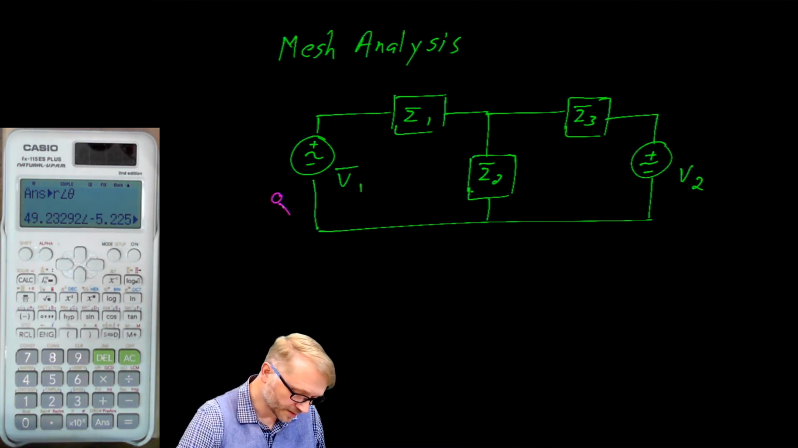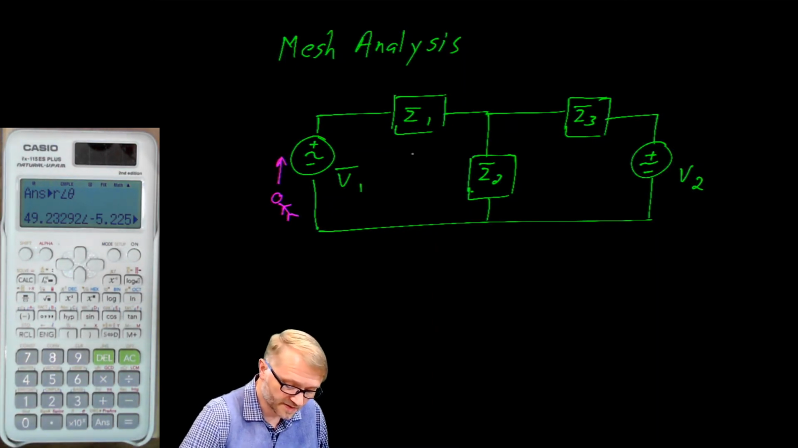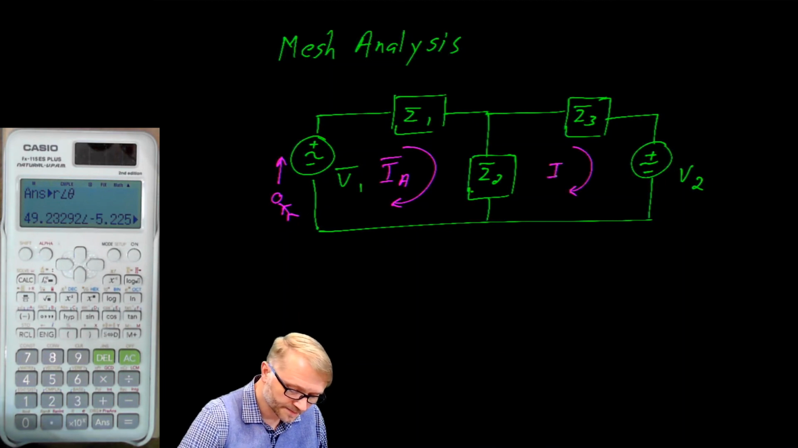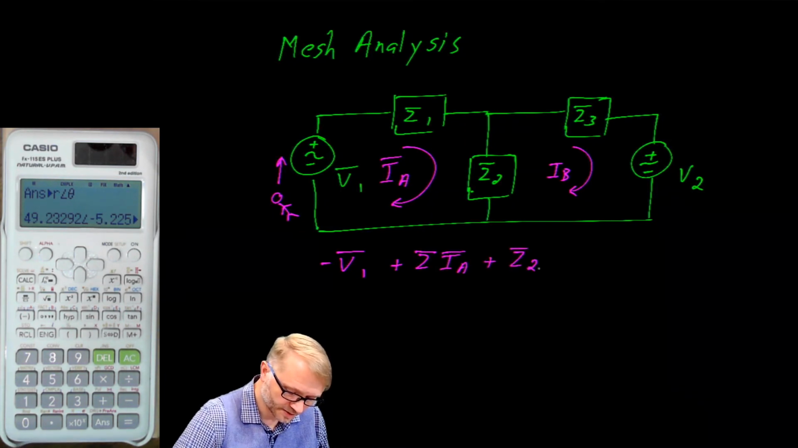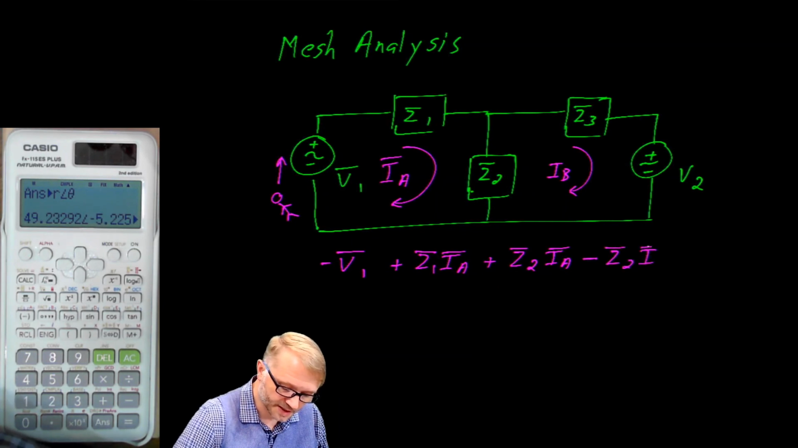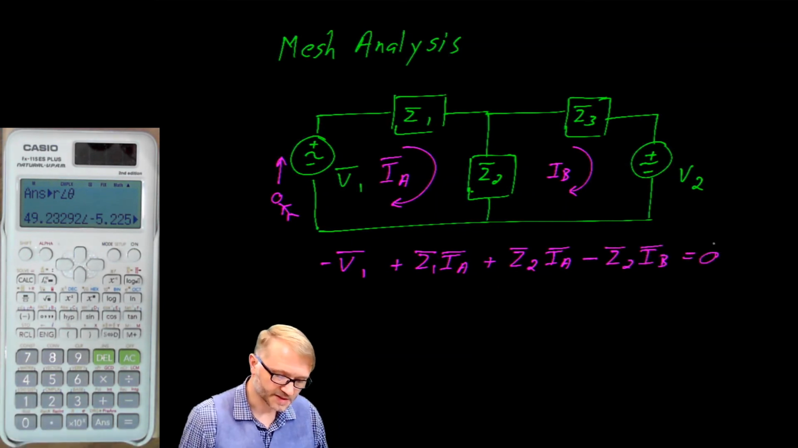You'll be glad to know that mesh analysis is exactly the same. It's still an application of KVL. We have this current A, this current B. Walking the loop, we see negative voltage 1 plus impedance 1 by current A plus impedance 2 by current A minus impedance 2 by current B is equal to 0.